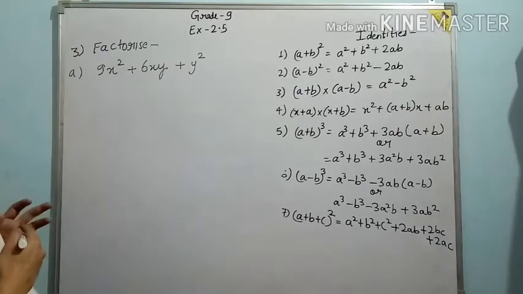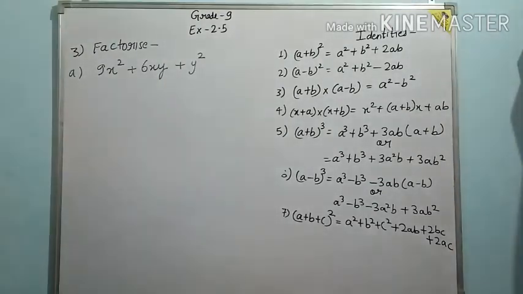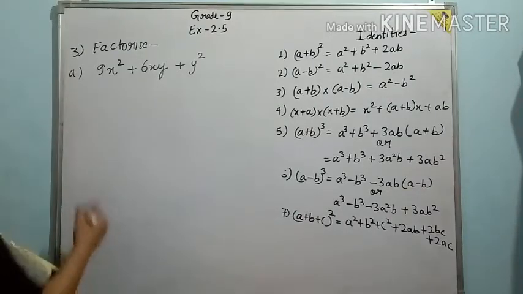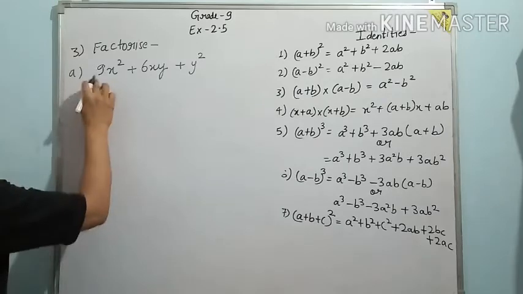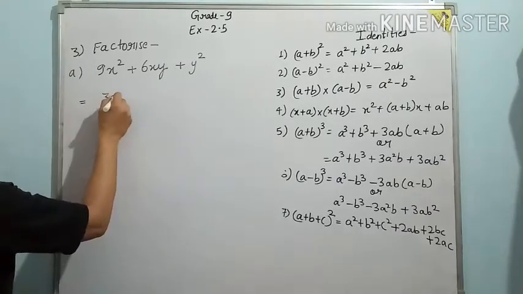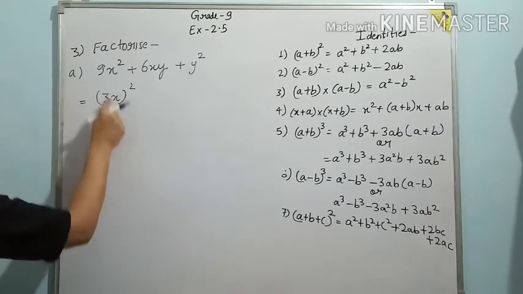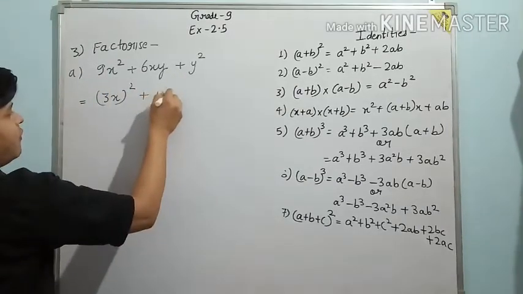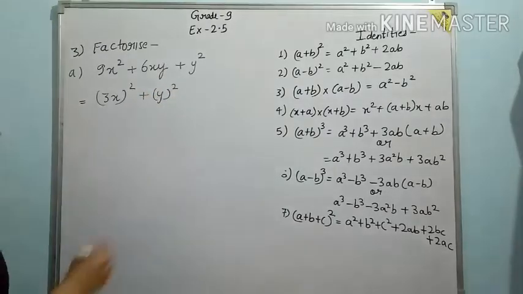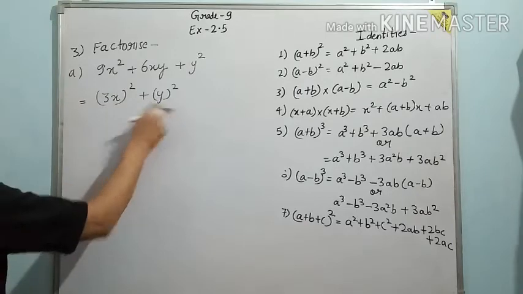So for this type of question, first of all you will have to see that here two square numbers are given to us, right? Square number means you can write these as a square of something, like this can be written as square of 3x because square of 3x means square of 3 is 9 and square of x is x square. Similarly, this can be written as square of y, right? So this has become a square plus b square.